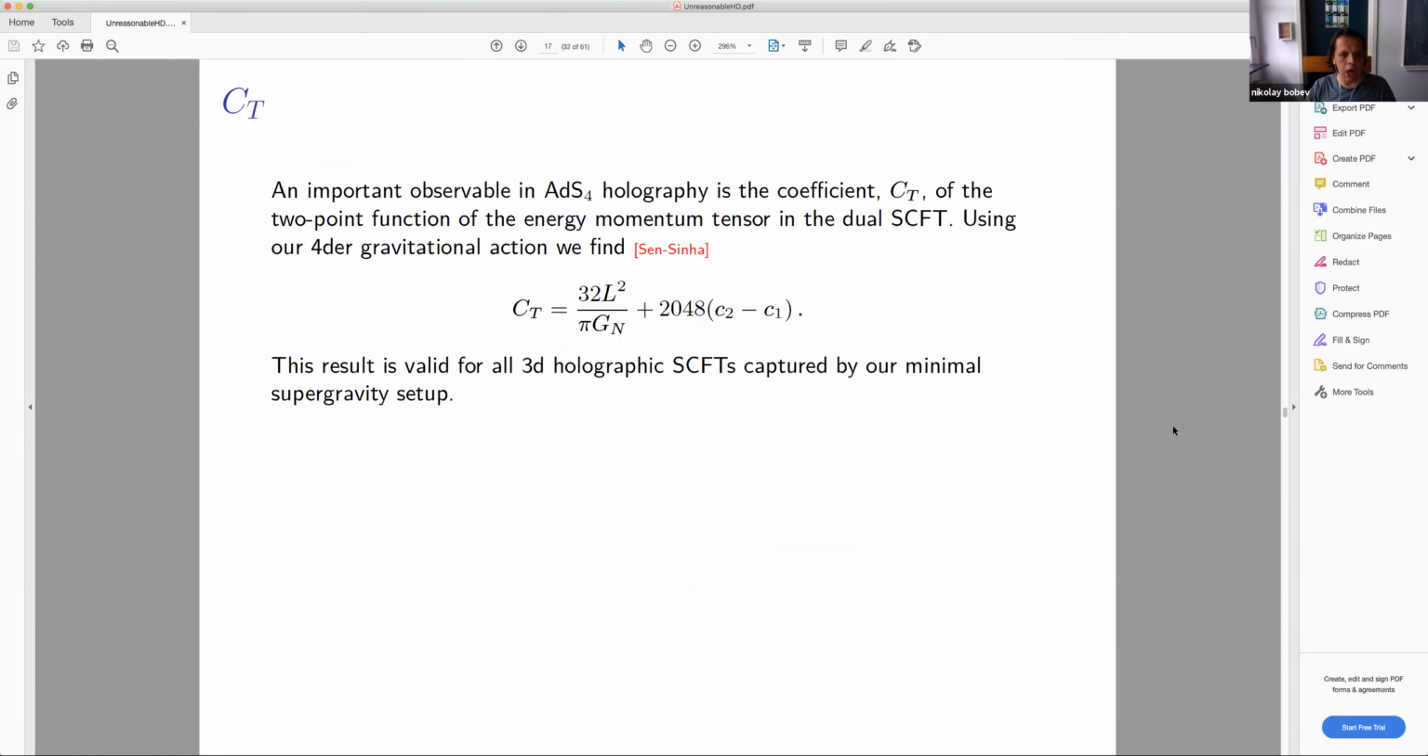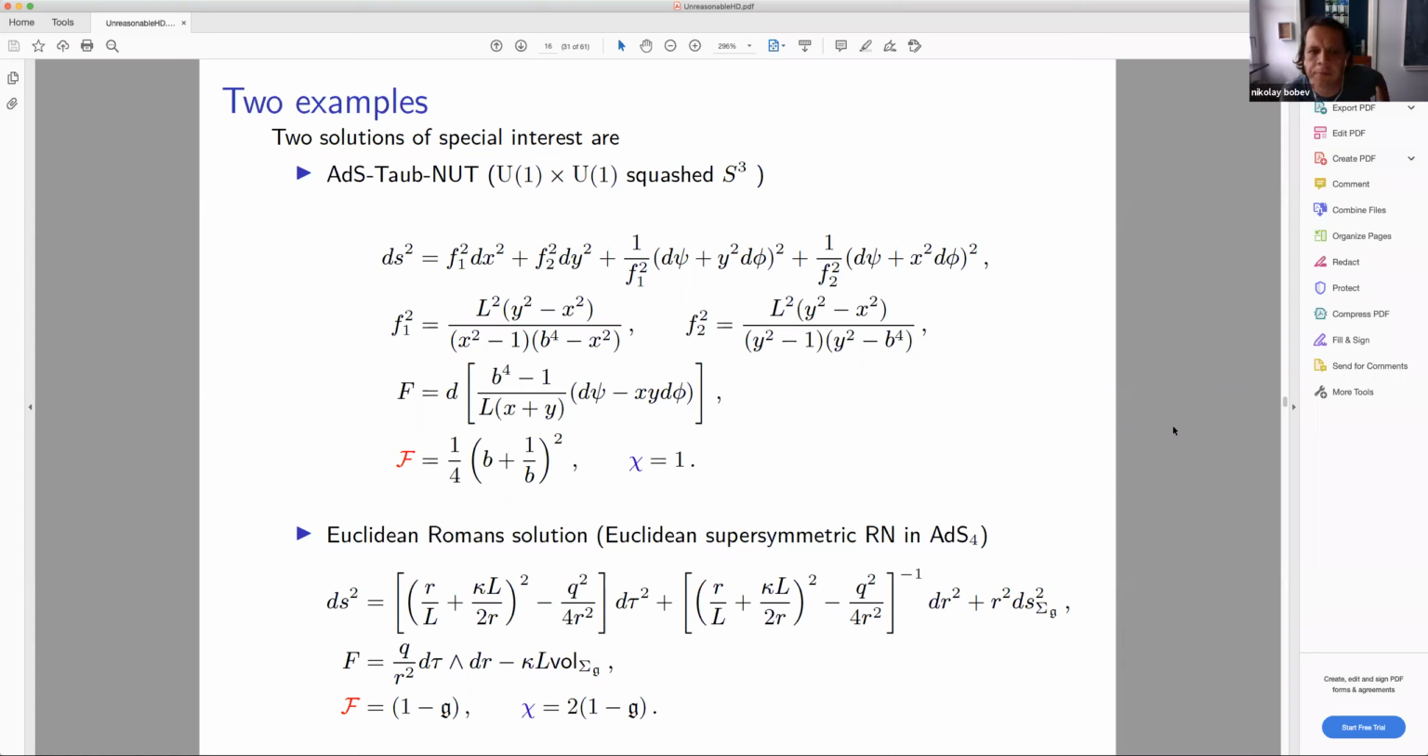Good. Any questions about these explicit solutions? Okay. Interrupt me if any questions come up.